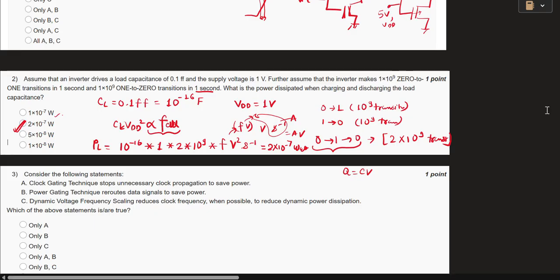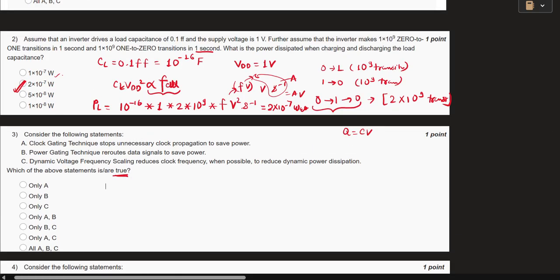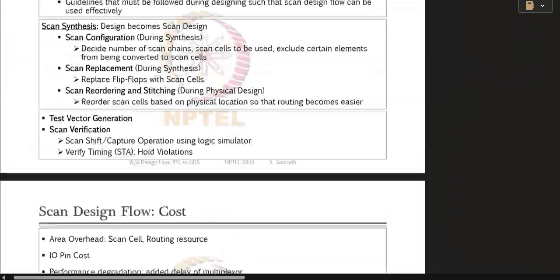Let's go to the third question. Consider the following statements: clock gating technique stops unnecessary clock propagation to save power. Power gating technique reroutes data signal to save power. Dynamic voltage frequency scaling reduces clock frequency when possible to reduce dynamic power dissipation. Which of the following is true? We need to find the true statement. So let me show you the reference presented in the slides related to these techniques to reduce power.